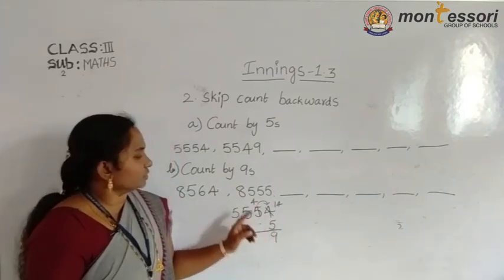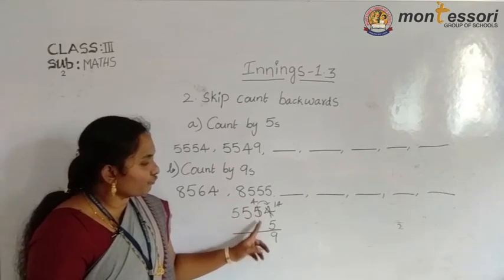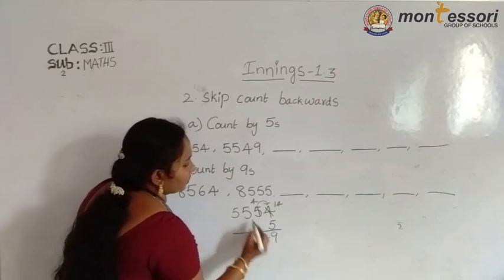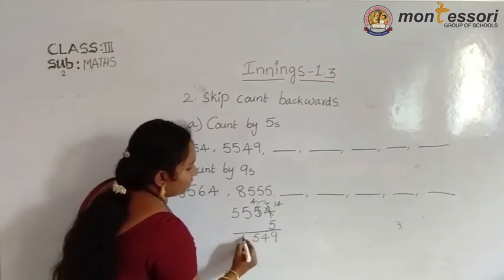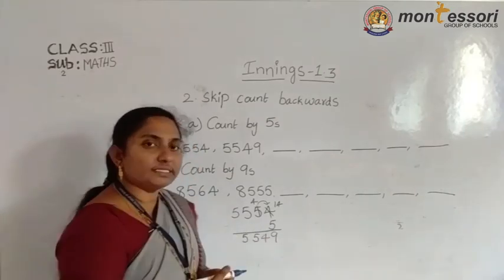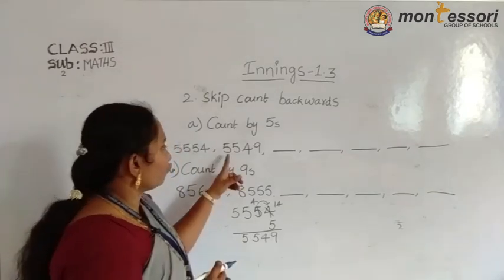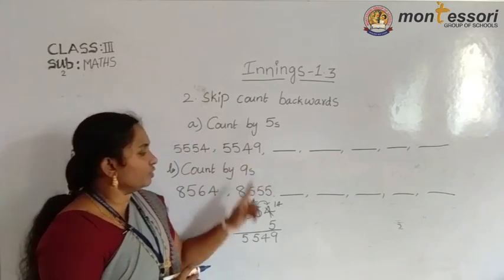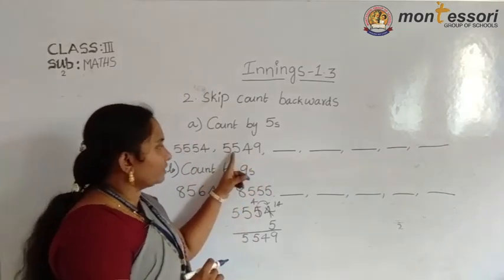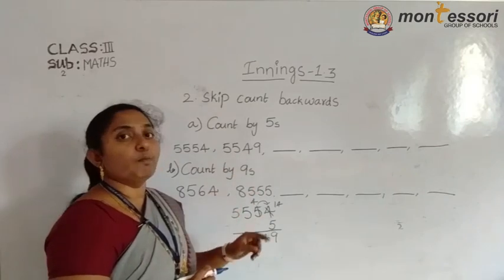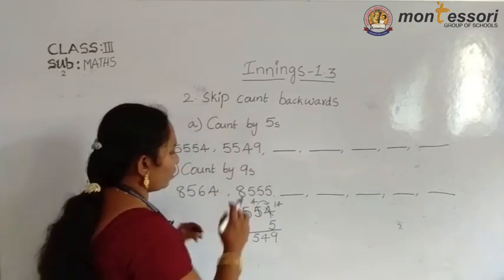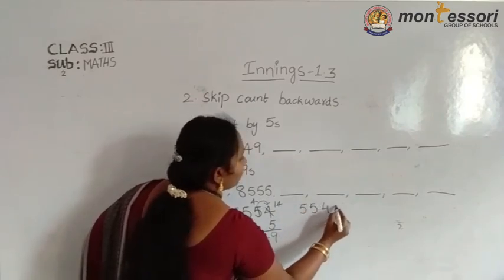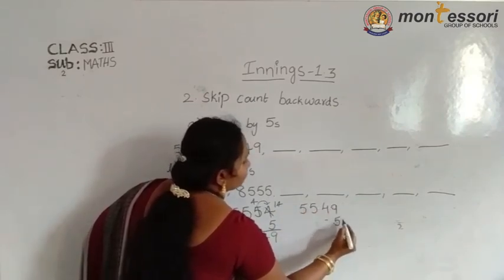Understood? Now what is the number here? 4. Here there is no number, so the 4 comes down. Here also 5, here also 5. So what is the answer here? We got 5549. They have already given it. Now I am doing 5549 minus 5.